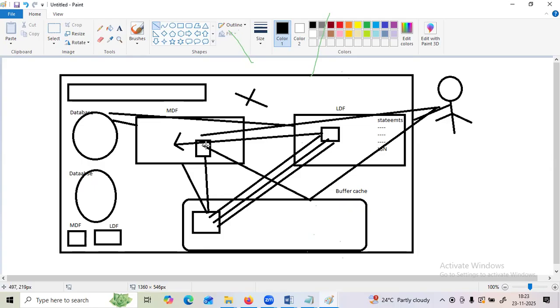So here there is one more concept we call WAL. WAL is nothing but whatever data is going to be written into the MDF, that data will be written into the LDF first.